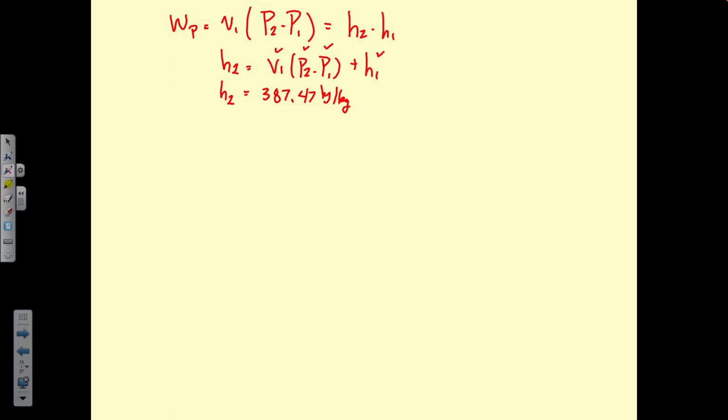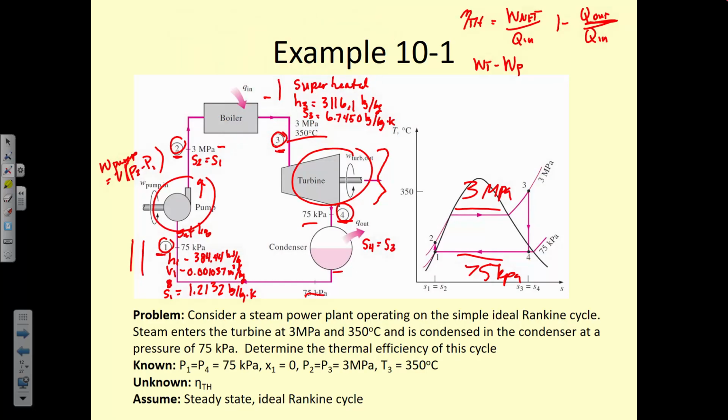So then can you just plug the rest back in and find the work of the pump? Yep. If I plug those numbers in, the work of the pump is equal to 3.033 kilojoules per kilogram. I'll need that later. So now we know values at state 2. We found H2 was equal to 387.47 kilojoules per kilogram. We need to find H4. So any ideas on how we would find the enthalpy at state 4?